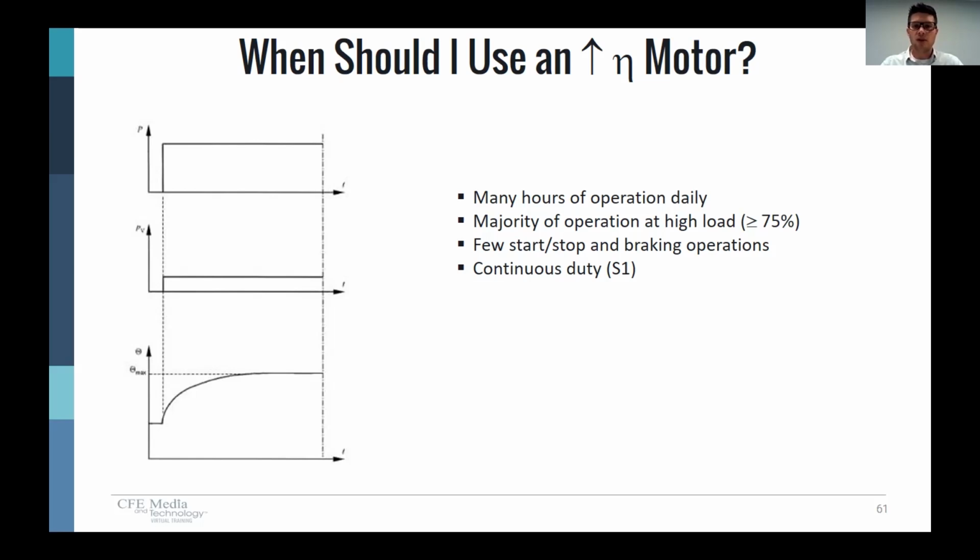You do want it to be loaded properly. And remember, we were looking at the efficiency versus loading curve just a few minutes ago. If it's really underloaded, your efficiency really goes down and you don't want that. So you want proper loading conditions. You don't want to have it cycling back and forth all the time. You want your application to turn the motor on and just let it run. The longer it's running, the higher chance you have to save money.